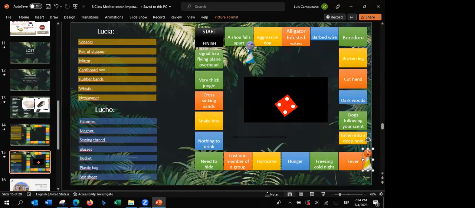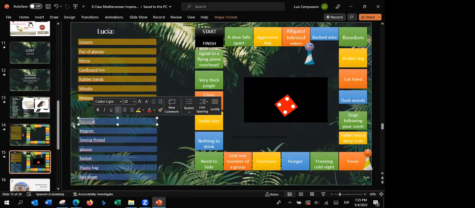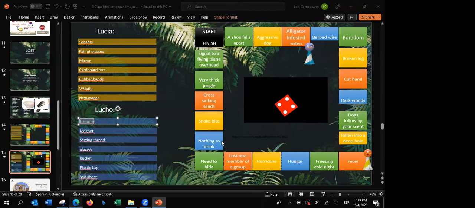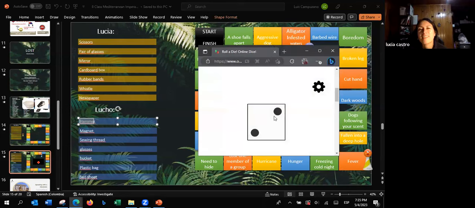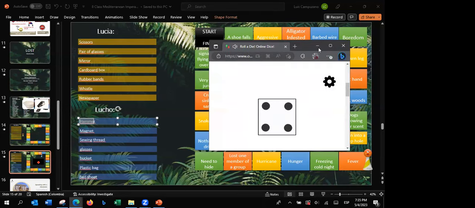Let's see. I got 2. Wow, really slow here. Oh boy, my problem is that I am in alligator infested waters. I am in water that is filled with alligators. Okay, I think in this case, I would use the hammer. I would use the hammer to protect myself from the animals. The hammer. I mean, they're alligators, but hey.